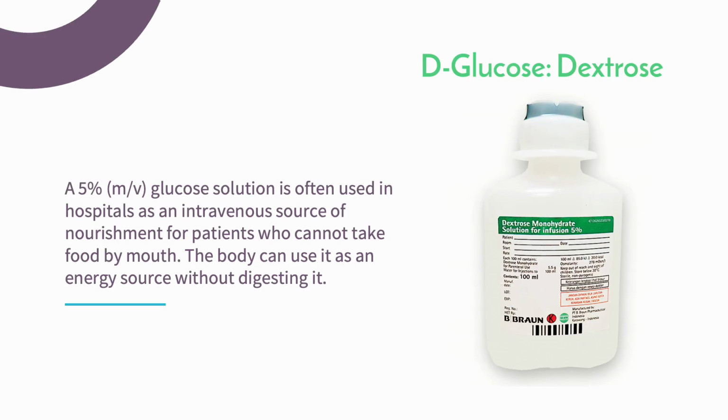A 5% mass per volume glucose solution is often used in hospitals as an intravenous source of nourishment for patients who cannot take food by mouth. So for example, if you get admitted in the hospital and you have an IV insertion, this is the liquid that goes straight to your veins to avoid being dehydrated and as your energy source, because the body can use it as an energy source even without digesting it.